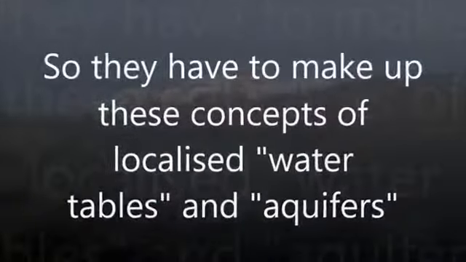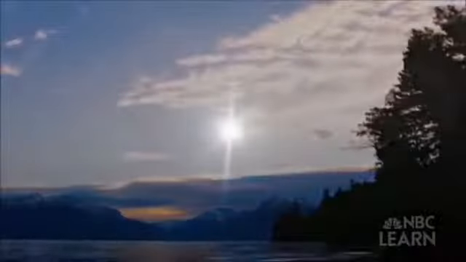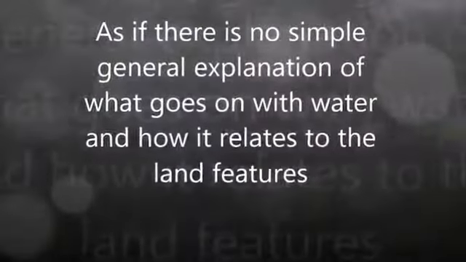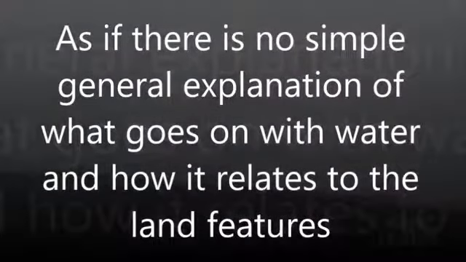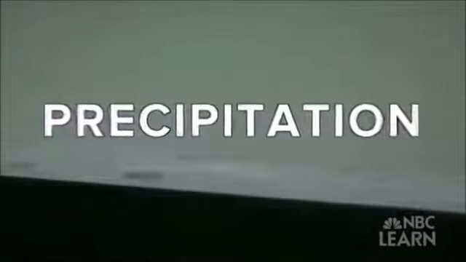All this storage is temporary. Water in all its forms is always in flux and always moving. And there is a name for every kind of movement in the water cycle, starting with precipitation. Precipitation is the process of water falling onto the surface of the Earth.